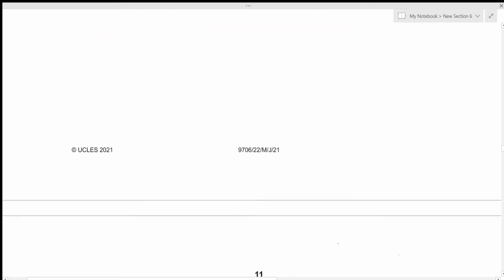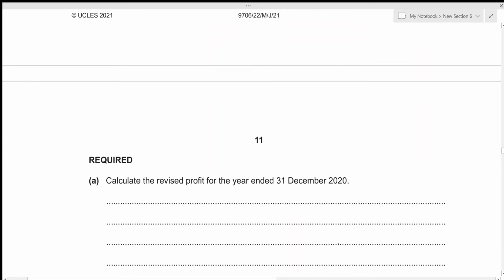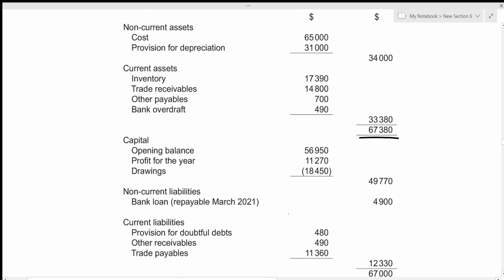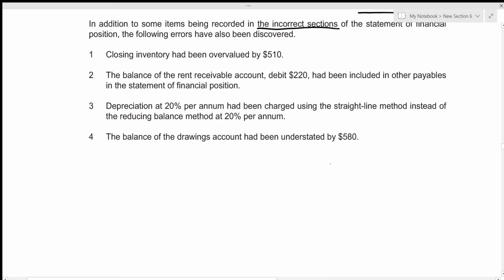Okay, first let's have a look at the question. Calculate the revised profit for the year ended 31st December 2020. So whenever we're asked to calculate a revised profit, we always have to start with the draft profit, which will be given in the question. So let's just start with that first. So we'll start with the draft profit for the year. Let's look for this amount in the given question. So we know that profit is always recorded in the capital section and it's given right here. So the draft profit for the year is going to be 11,270. Let's write that down.